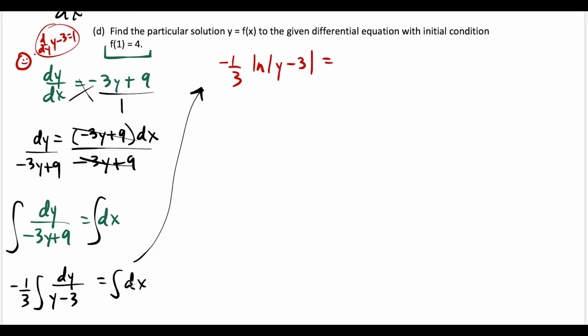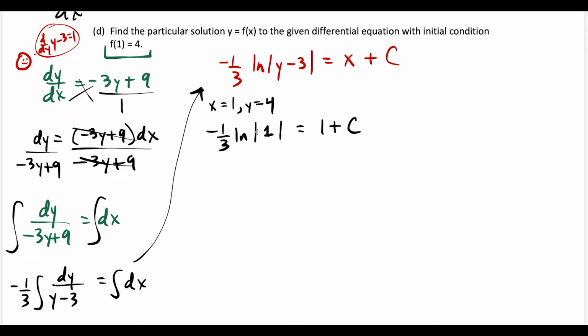For the next part here, the antiderivative of 1 is x, and then we have to tack on our plus c. So this step here is our general solution, but then what I like to do is plug in at this step. I don't solve for y yet, I solve for y at the end. So I'm going to plug in the initial condition. We have x equals 1, y equals 4, and that's going to give us negative 1/3 natural log, absolute value of 4 minus 3, which is 1. And then this is equal to 1 plus c, like this.